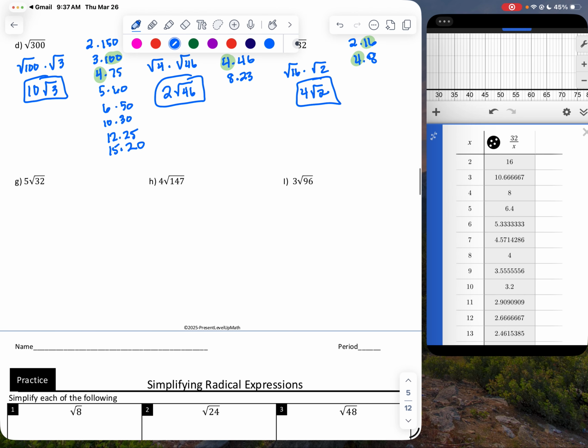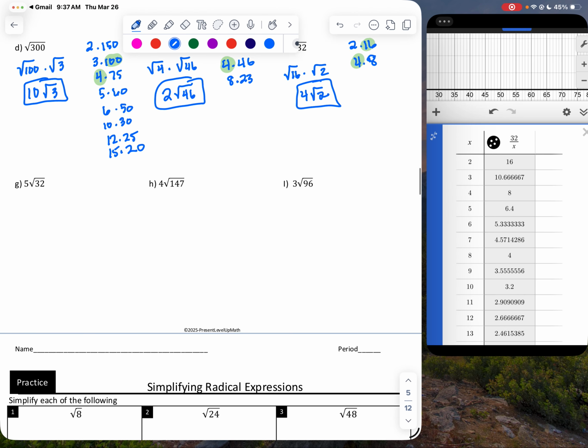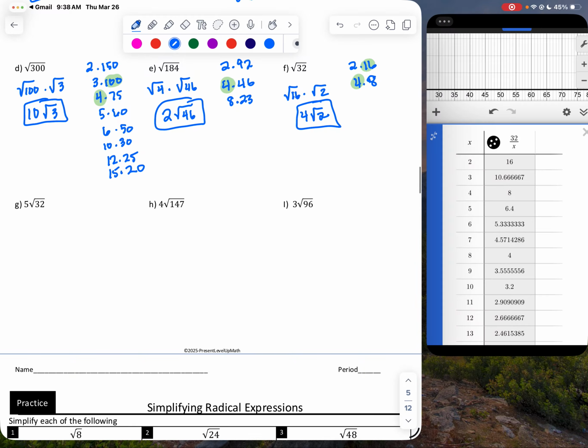All right, problem G. We have 5 times the square root of 32. Now, we've already simplified square root of 32. So I know that square root 32 simplifies to 4 square root of 2. So I'm going to put 5 times 4 square root 2 because we already simplified square root 2. And then you're just going to distribute. 5 times 4 gives you 20 square root 2. So that would be your final answer.